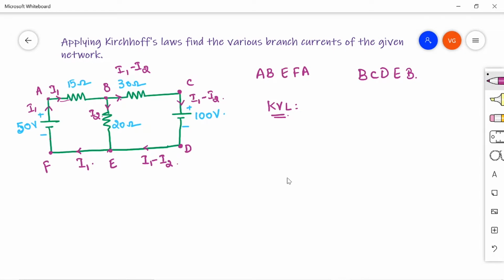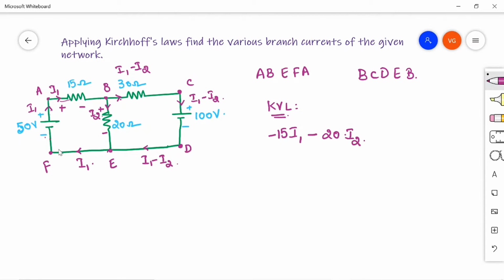So it has to be 15 I1, right? And as it is a drop here, you can take the sign convention also, plus minus. This is also a drop, no? Plus minus, and this is the source, minus to plus. As I said, plus to minus, it's a voltage drop. So minus 15 I1, minus, again, the voltage drop across this 20 ohms resistor. That is nothing but the current flowing through 20 ohms multiplied by the value of that resistance. That is nothing but 20 ohms, right? So minus 20 into I2.